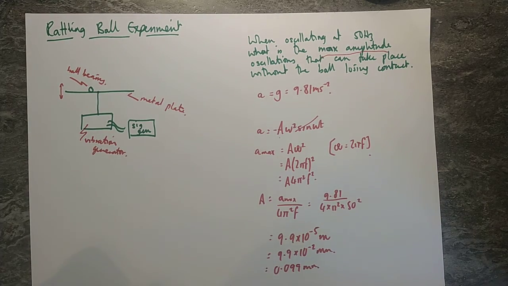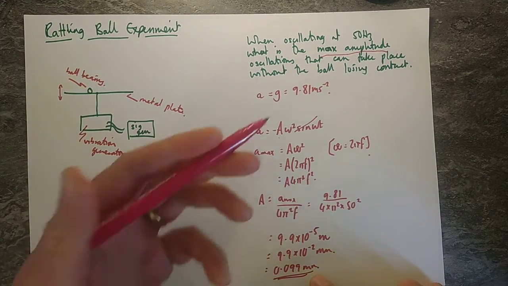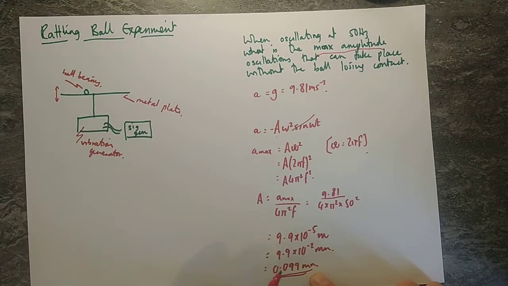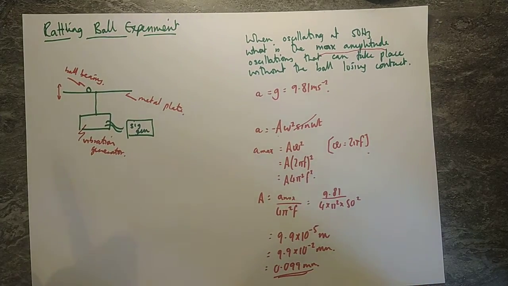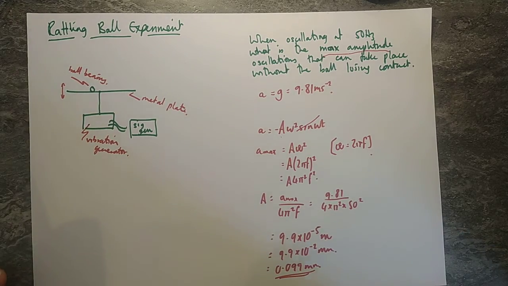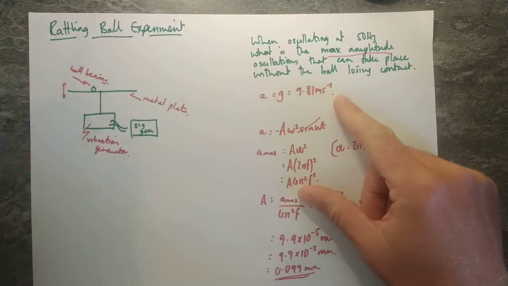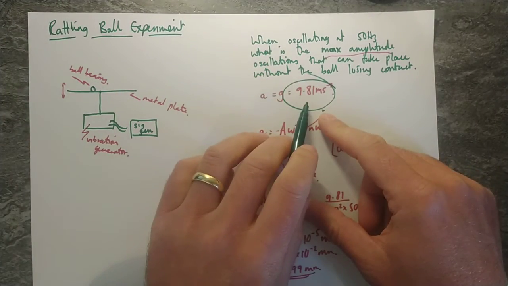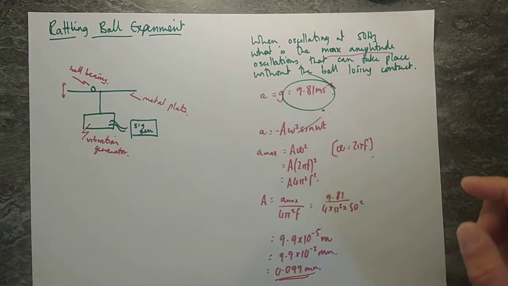You can see that this plate would have to move a very, very small distance at 50 Hertz. That's the mains frequency. So you'd hardly see this thing moving, and yet it would appear to rattle. The key to these questions is this point here. When does it lose contact? Well, that's when the maximum acceleration is 9.81.